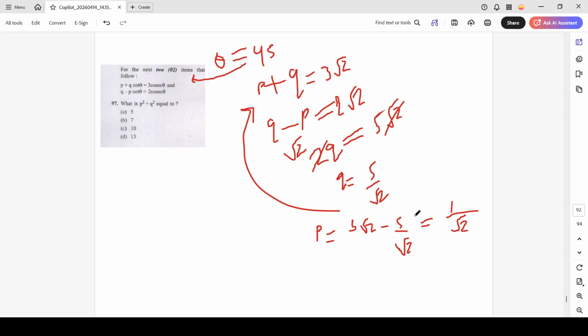Okay. Now squaring this, P square, what is P square? 1 by 2. What is Q square? Q square is 25 by 2. Now adding both, so what we got? 26 by 2. That means 13. So this is our answer, D.